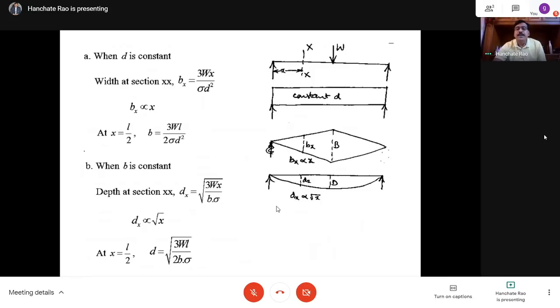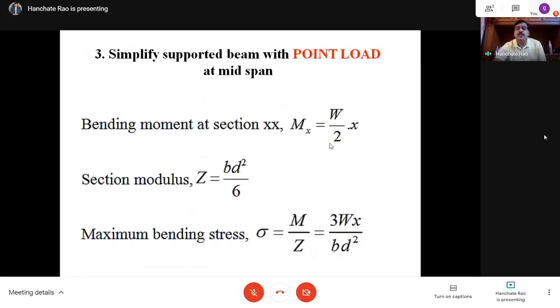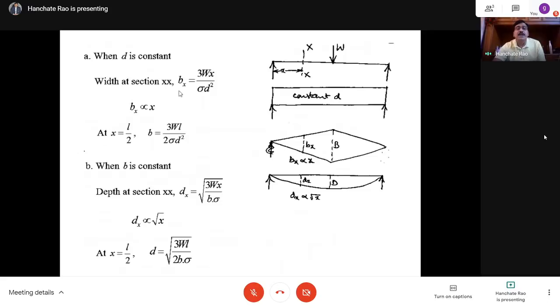So Mx is equal to W by 2 into x. Z is equal to BD square by 6. From this, sigma is equal to M by Z, which is 3Wx by BD square. So from this, B is equal to 3Wx by sigma D square, or D is equal to the square root of 3Wx by B sigma. From sigma is equal to M by Z, we can get the equation for B or D.